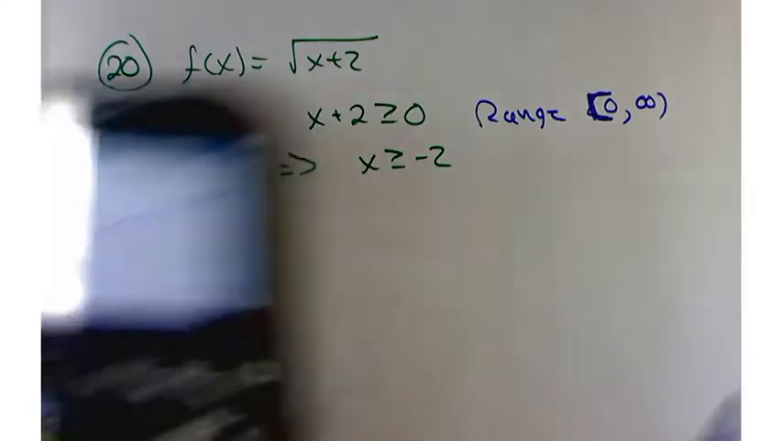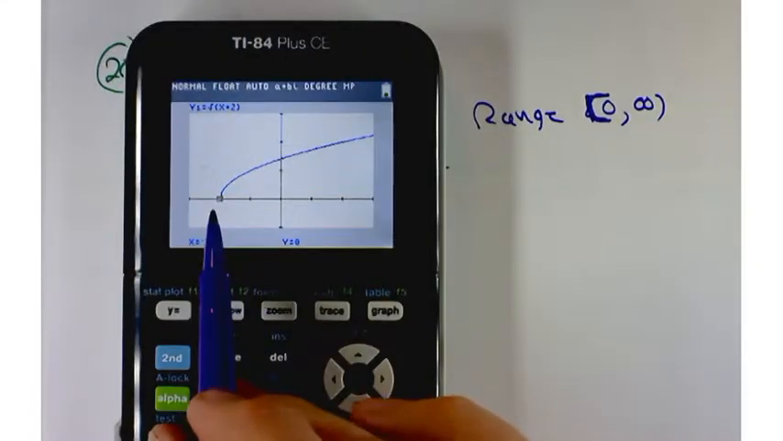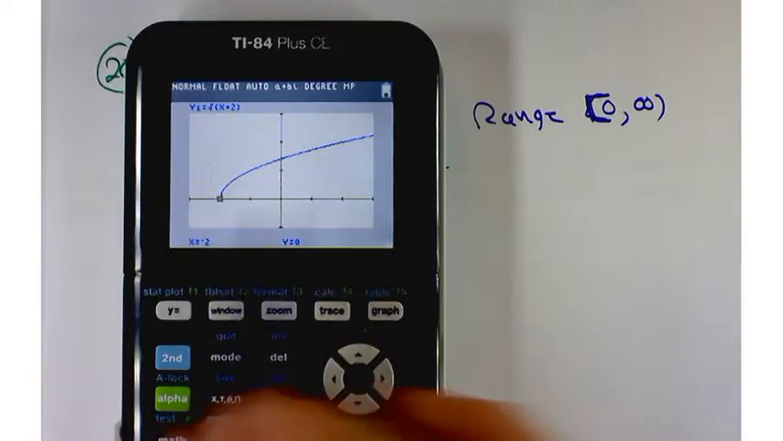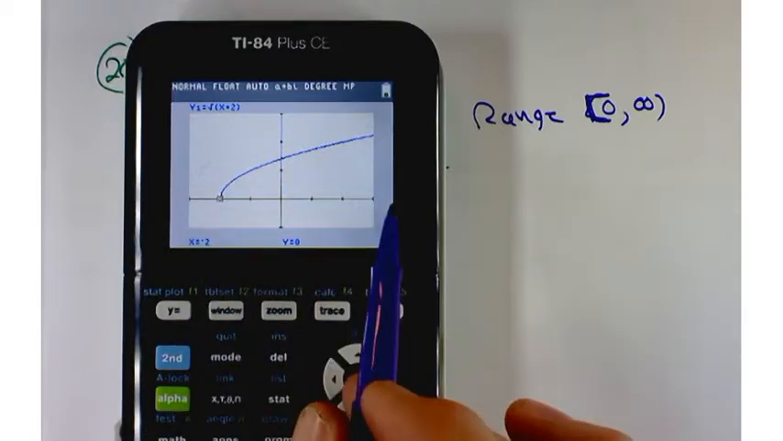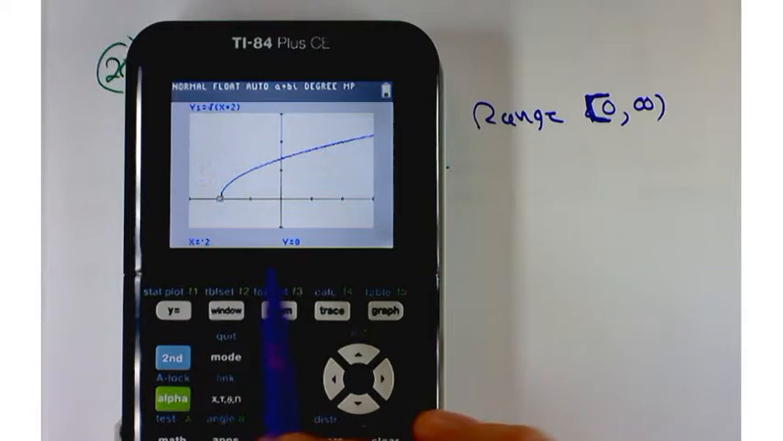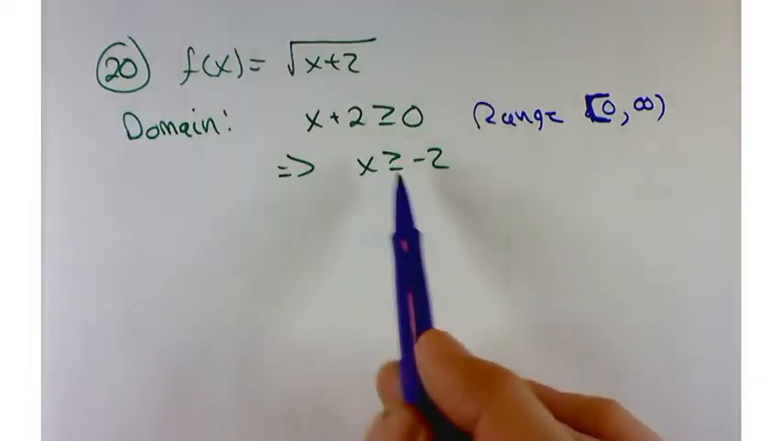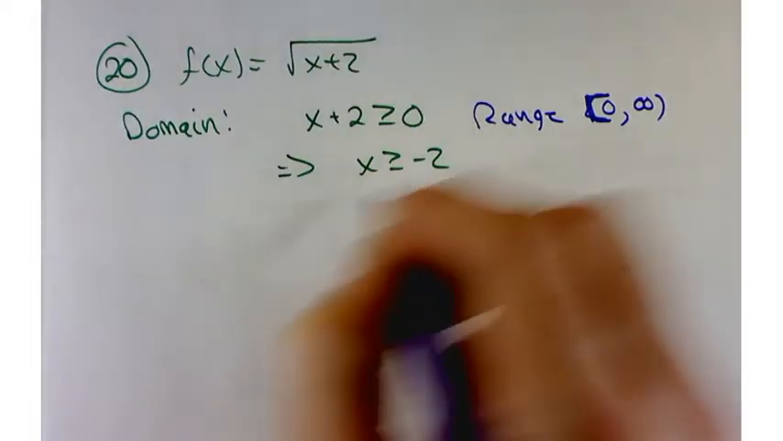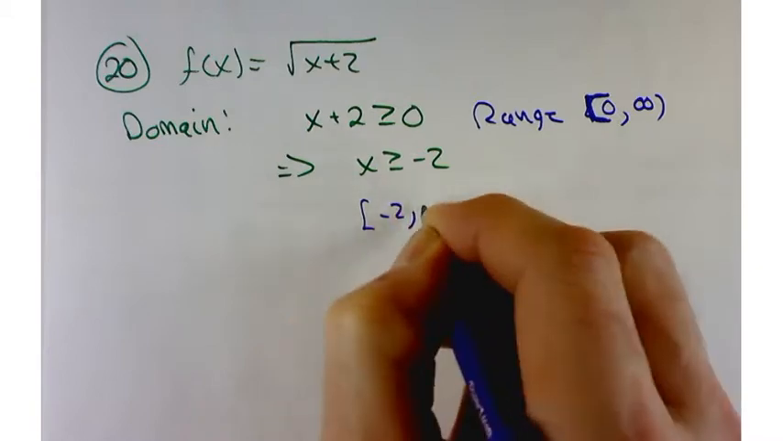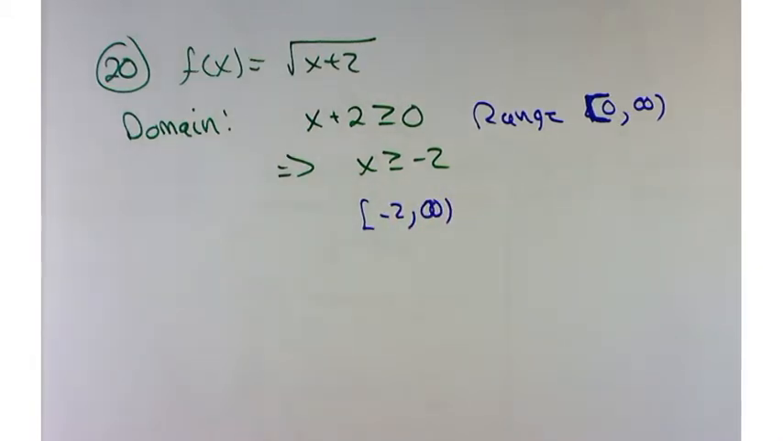But notice that the domain actually matched what we expected from negative 2 to infinity. It's everything to the right of negative 2 and including negative 2. So greater than or equal to negative 2, or negative 2 with brackets to infinity.